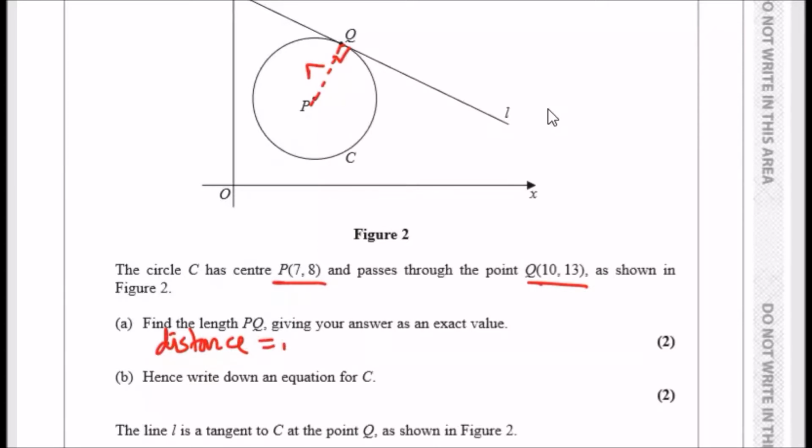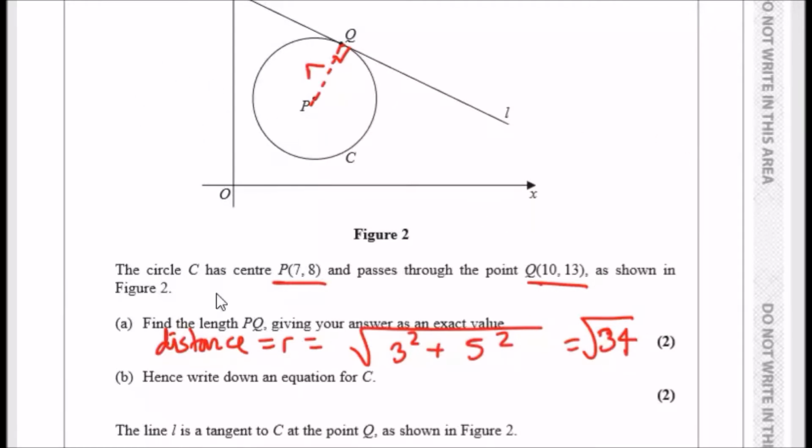So for the radius, we just use Pythagoras. We find the difference between the x's and square it, plus the difference of the y's squared. The difference between the x's is 10 minus 7, which is 3, so 3 squared, plus the difference between the y's, 13 minus 8 is 5, so 5 squared. 3 squared plus 5 squared, and square rooting it gives us root 34. That's the distance. We're done.